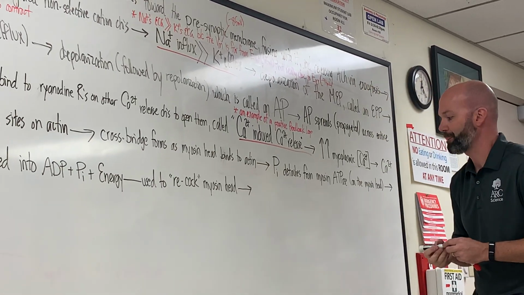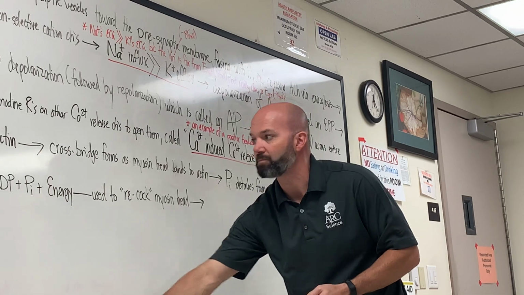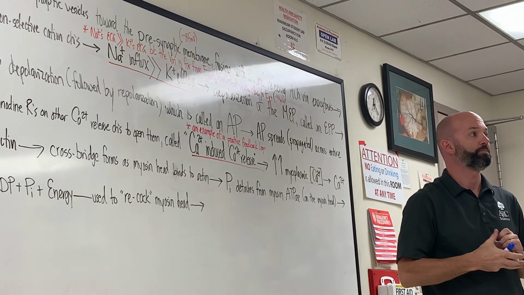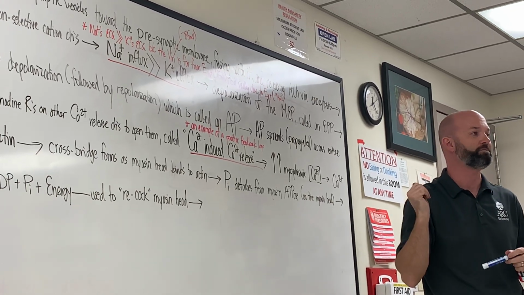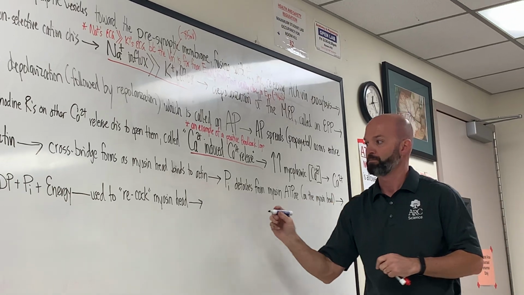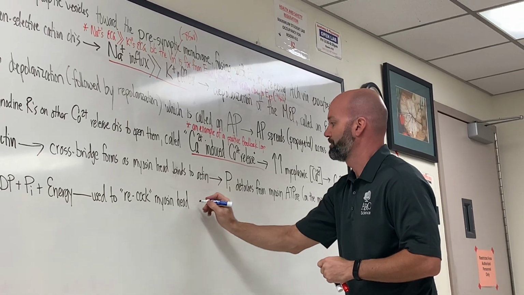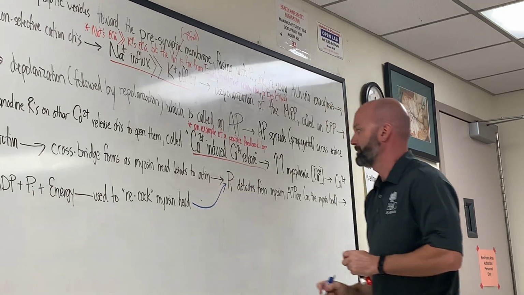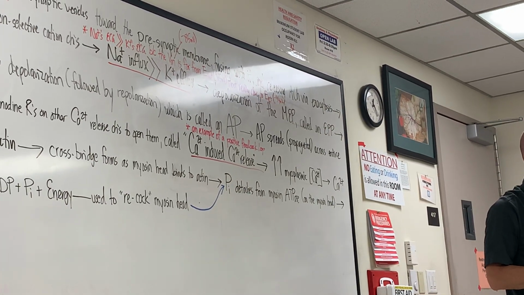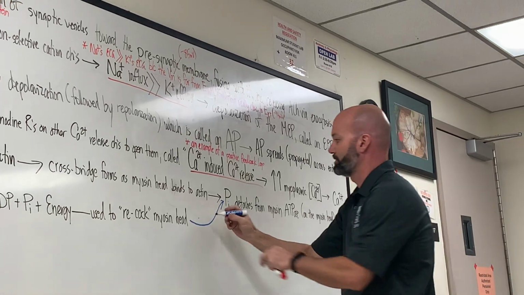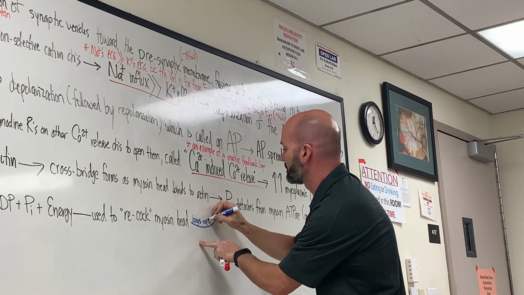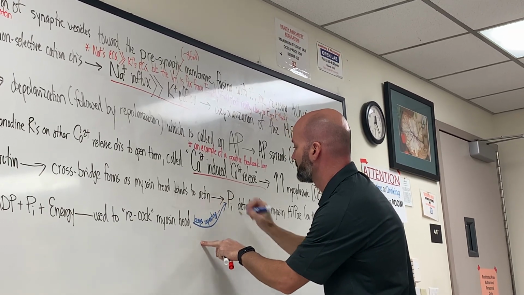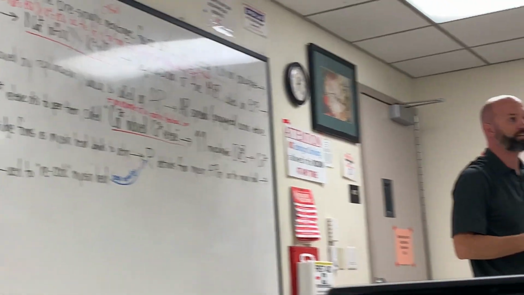What's next? I know we just finished one full cycle, but what would be the very next thing? Oh, I don't need to write it again. I've already written it. I'll just draw an arrow to it. Pi comes off, yeah? This keeps repeating. Right, that's cross-bridge cycling. As long as we have calcium available and ATP available, this will keep going.